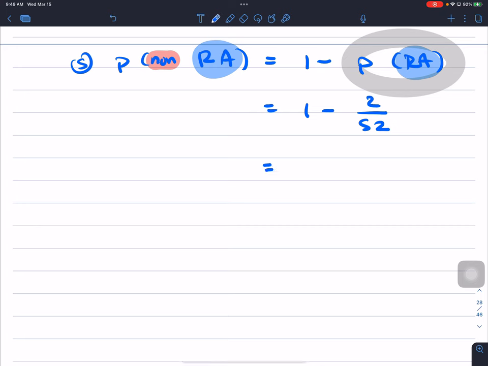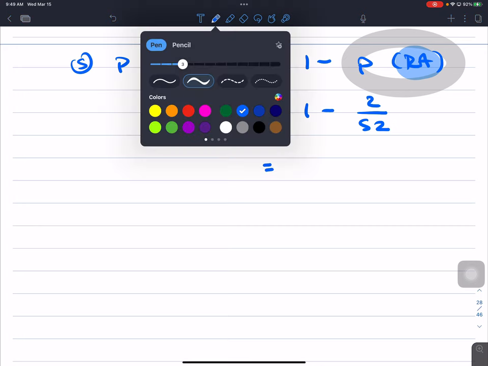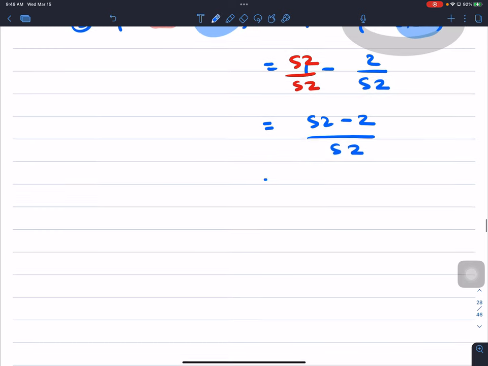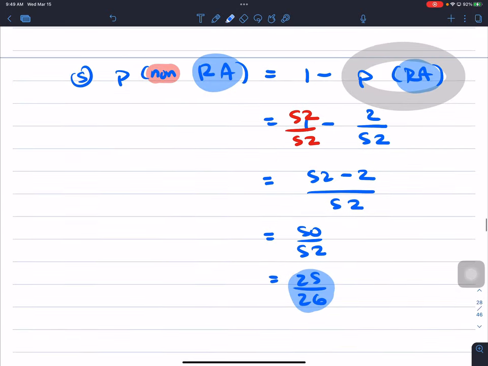What do I replace the 1 with? 52 over 52. Why, ladies and gentlemen? So you can have the same denominator and you could subtract the numerators. What's 52 minus 2? 2 goes into 50 25 times, and 2 goes into 52 26 times. Ladies and gentlemen, there you go. Easy peasy lemon squeezy. This is the complement rule for probability. Okay, you guys okay with that?